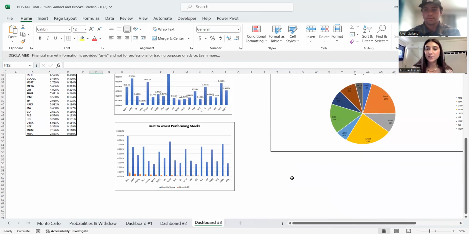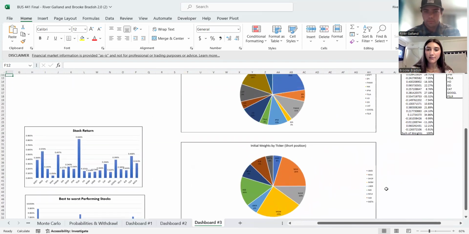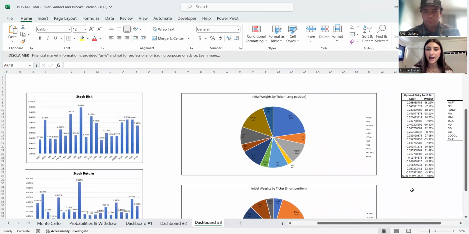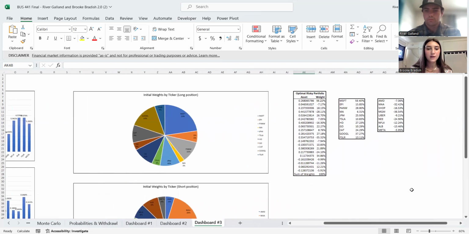And then these pie charts to our right show the different initial weights by ticker. We have our short position and our long position and how our risky portfolio is weighted between each of these stocks based on our optimal portfolio and our Sharpe ratio.